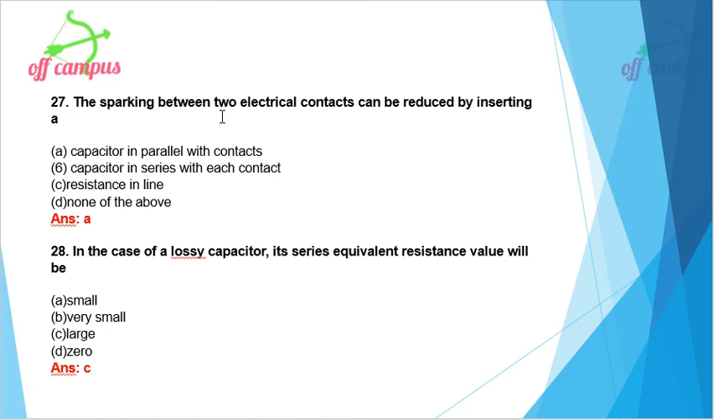Then, the sparking between two electrical contacts can be reduced by inserting a component; four options are given. How can we eliminate the sparking between two electrical contacts? The correct option is option A, capacitor in parallel with contacts. Then, in the case of a lossy capacitor, its series equivalent resistance will be large. Option C, large, is the right option for this question.